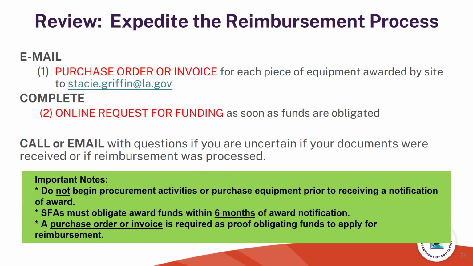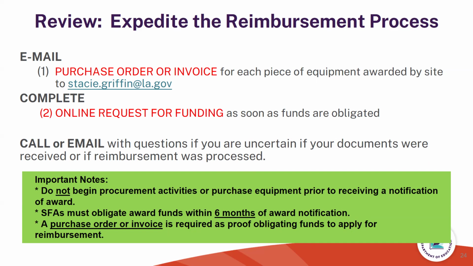Like I said before, to expedite the reimbursement process, email your purchase order or invoice for each piece of equipment awarded, and make sure it has the site listed on it as well, to stacy.griffin@la.gov, and then complete the online request for funding as soon as funds are obligated. If you have any questions, you can call or email. If you're uncertain about anything, or if you have questions about the documents, or whether your documents were received, or if the reimbursement was approved, again, email Stacy Griffin.